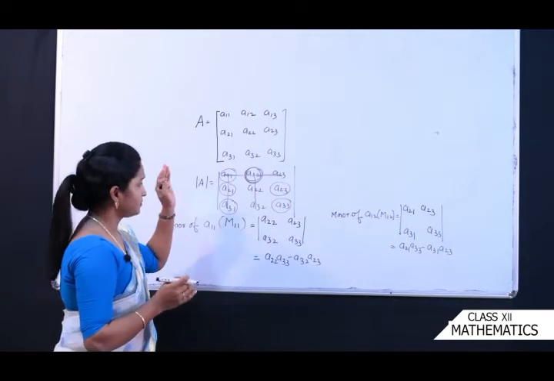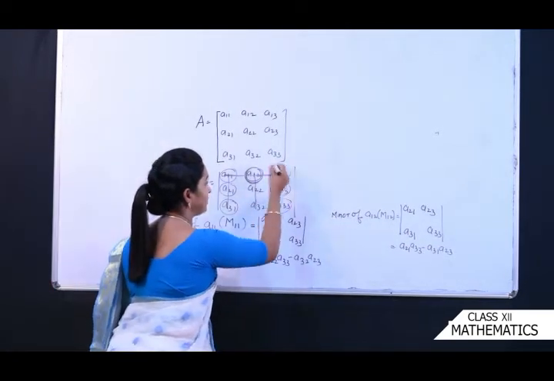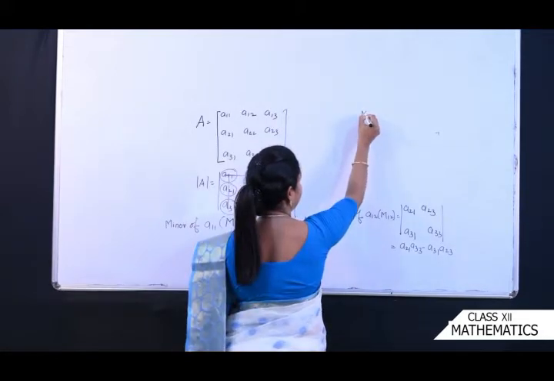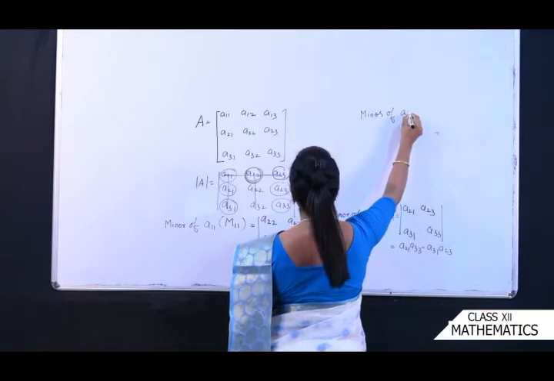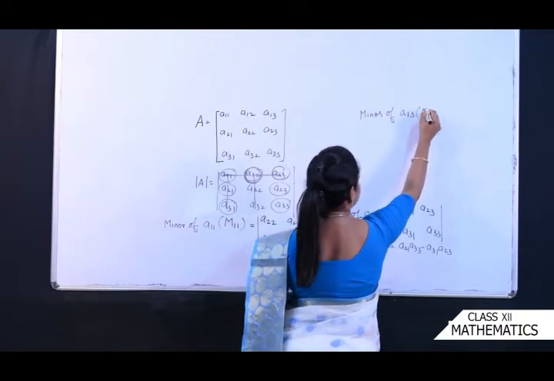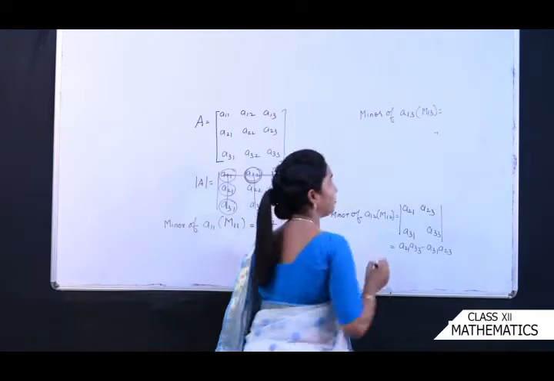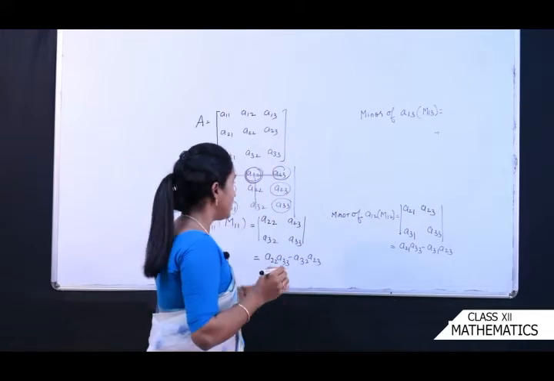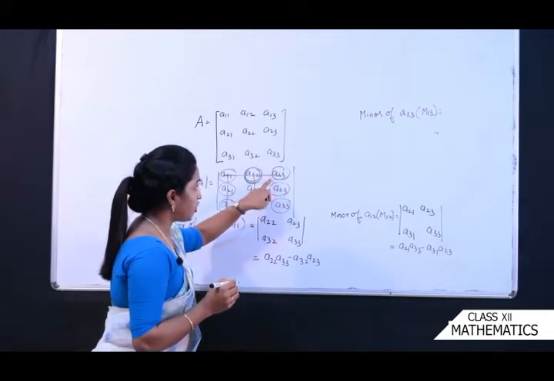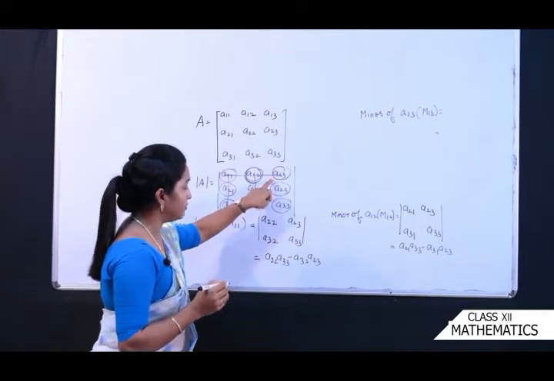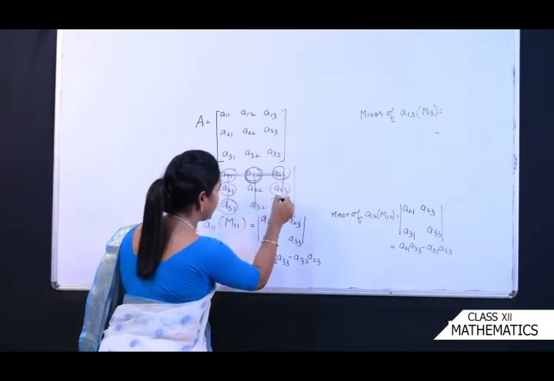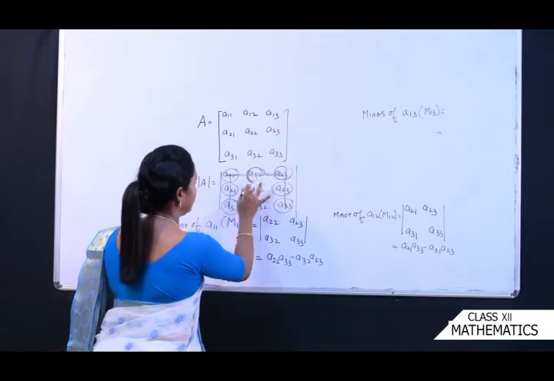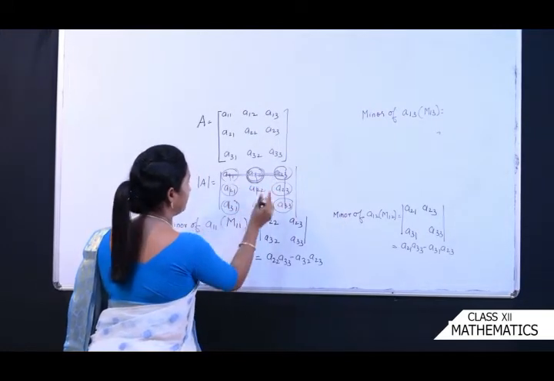Okay, clear? Now we'll come to the third one. हम देखते हैं third क्या है? That is minor of A13, which is AM13. Okay, normally denoted by AM13. So see here again. If you want to find the minor of this element, what you will do? You will delete the row and column in which it lies.